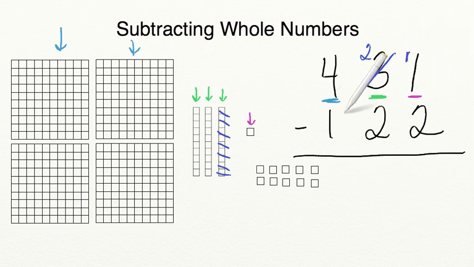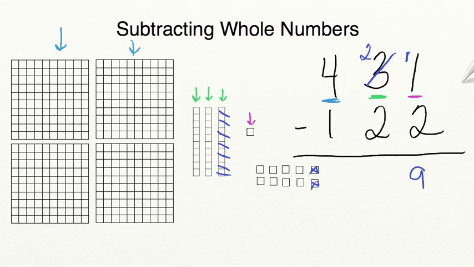So now I can subtract my 2 ones. I'm going to subtract 1, 2. And that leaves me with 1, 2, 3, 4, 5, 6, 7, 8, 9 ones. And if we look at our subtraction problem, 11 minus 2 equals 9. Let's go ahead and look at our next place value.